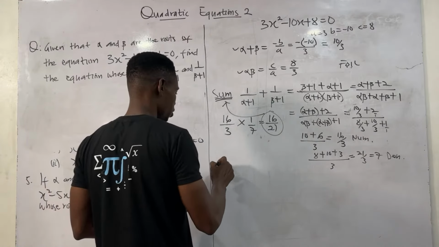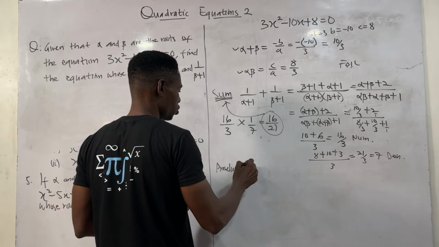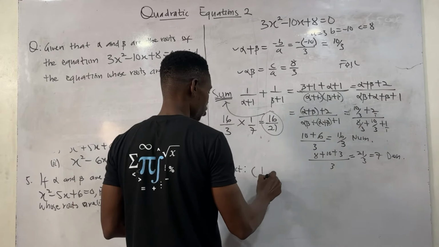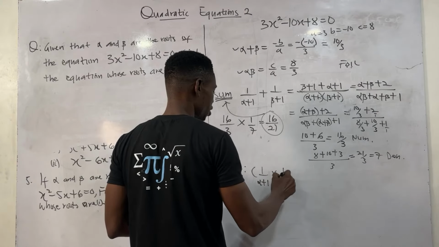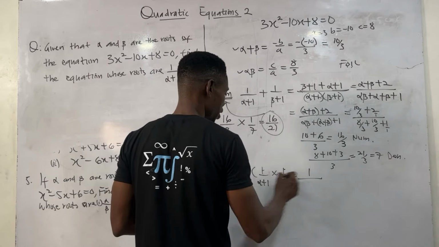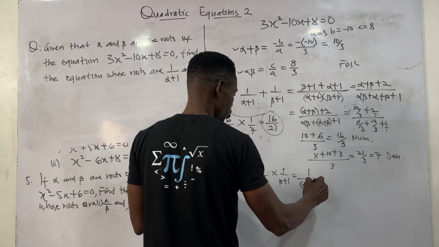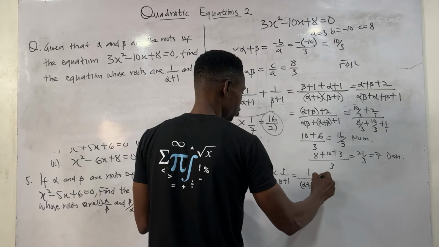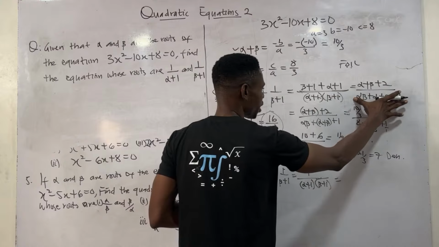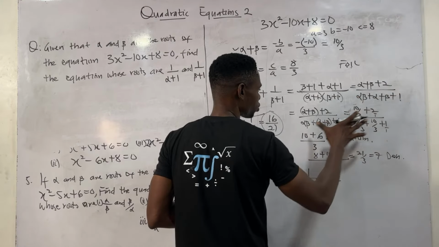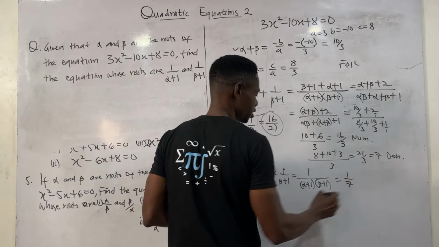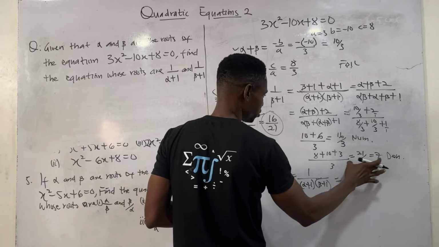Okay, so products will give us 1 over alpha plus 1 multiplied by 1 over beta plus 1. So 1 multiplied by 1 is 1 over, if we multiply this together, we have alpha plus 1 beta plus 1. So we already have the product here. The product is this, right? Which is also 7. So we have 1 over 7. The product is 1 over 7.